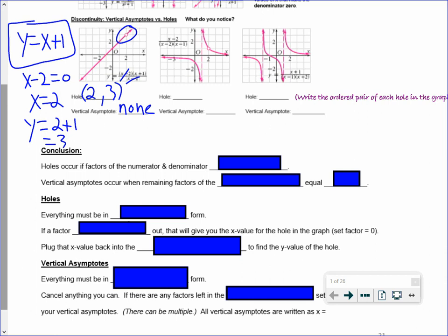Okay? Now for the second graph, the middle one, we have x minus 2 all over (x minus 2)(x minus 1).